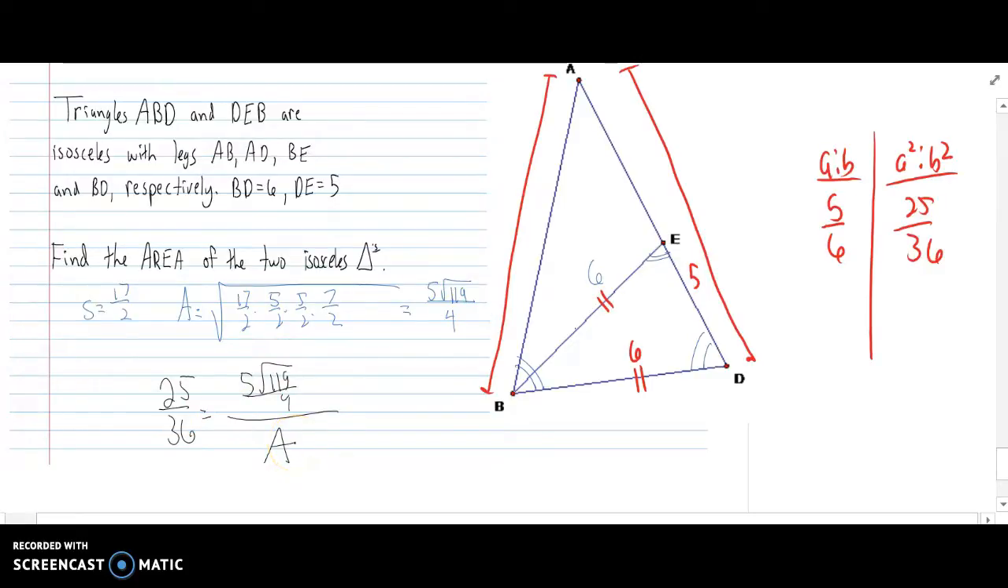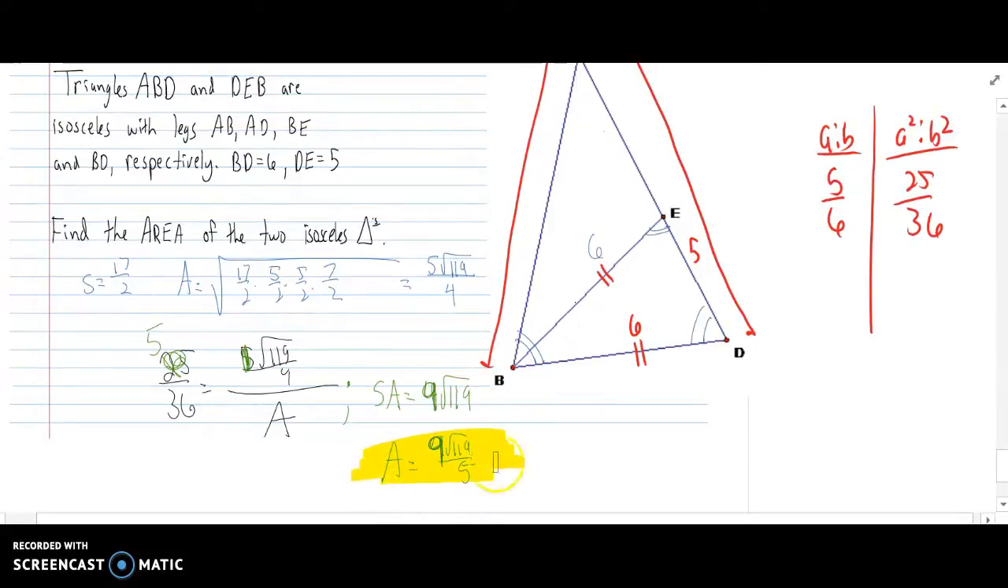Cross multiply and solve it. I'm going to try to make this a little bit simpler. I'll divide this numerator by 5, divide that numerator by 5 because they're smaller numbers. When we cross multiply, now it's 5A is equal to 36 would go up in this numerator when we cross multiply. 36 over 9 is 4, so it's 4 root 119. Then divide both sides by 5, and we get this for the area of the big one then.